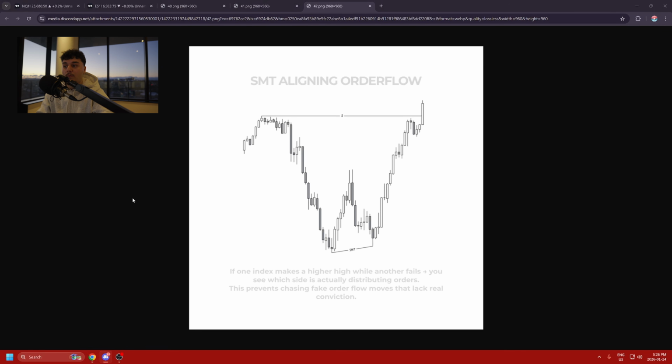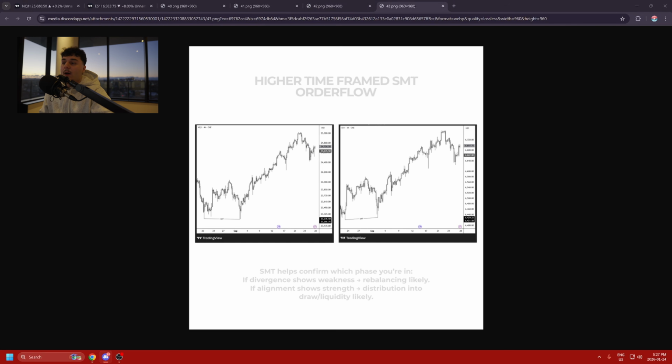SMT aligning order flow. Now, SMT aligning order flow is if one index makes a higher high while another index obviously does the opposite, right? So see which side is actually distributing orders. Instead of looking at just NQ, you can look for pairs, NQ and ES. This prevents chasing fake order flow sequences that lack real conviction. How would that look on a chart? It would be something like this. So SMT helps confirm which phase you're actually in. If divergence shows weakness here at the low or at the high, you'll essentially look to rebalance. If the alignment shows strength, you'll look to distribute into obviously drawn liquidity.